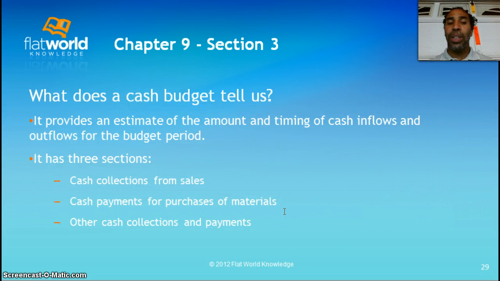So what does a cash budget tell us? It provides an estimate of the amount and timing of cash inflows and outflows of the budget period. It has 3 sections: cash collections from sales, right? So how much money is coming in from sales. Cash payments for purchases of materials, how much money you paid out to get the materials that you need in order to make your product. And then other cash collections and payments.